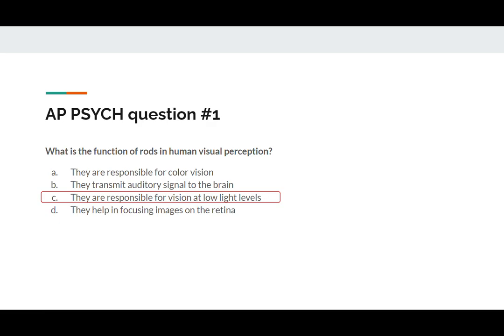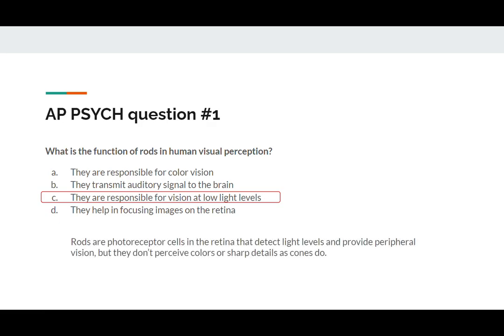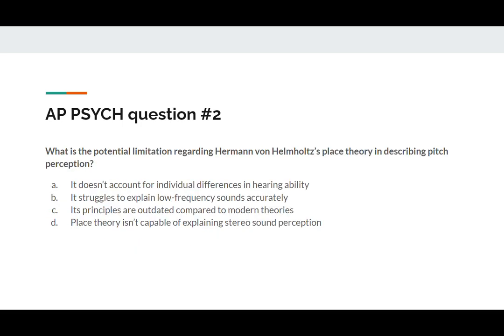The answer is C. The rods are responsible for vision at low light levels. Rods are photoreceptor cells in the retina that detect light levels and provide peripheral vision, but they don't perceive colors or sharp details as cones do. So cones are another type of photoreceptor, and the ratio of rods to cones is roughly 20:1, which is super interesting.